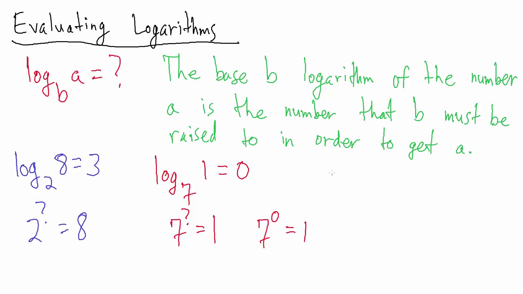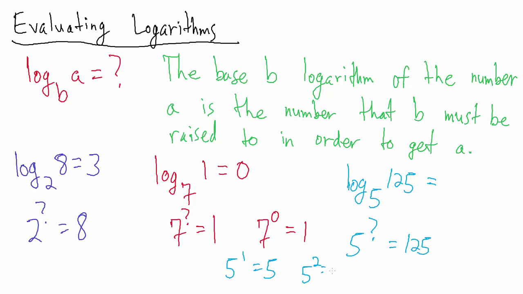Let's see one more simple example, then we'll jump into some more complicated ones. Let's say we have the base 5 logarithm of 125. What does that equal? Here b is 5 and a is 125, so we want the number that 5 must be raised to in order to get 125. Let's come off to the side and see some values. 5 to the first is 5, of course. 5 squared is 25. What's 5 to the third? That's 5 times 5 times 5, which, if you work it out, is 125.